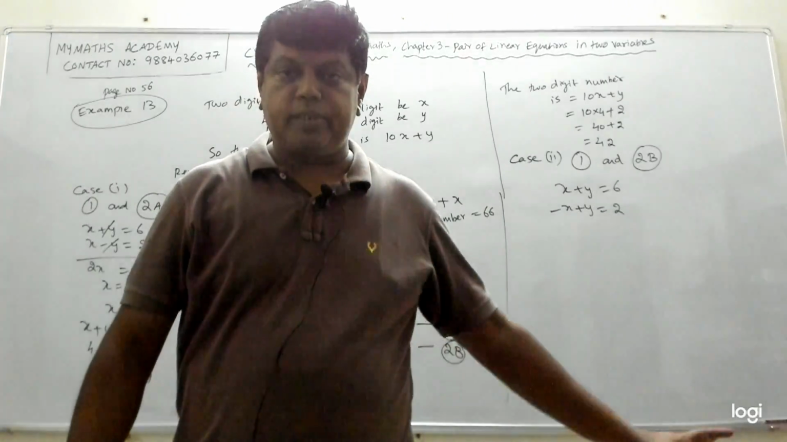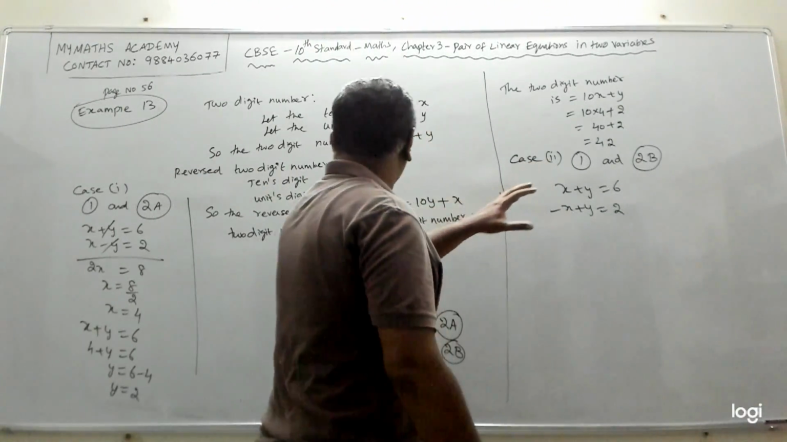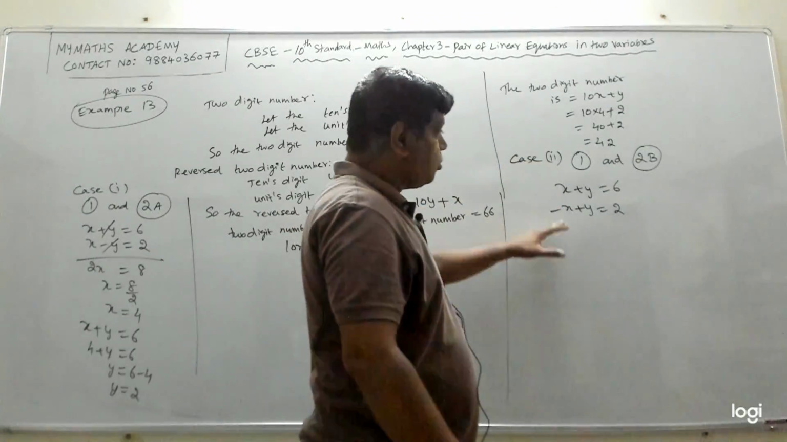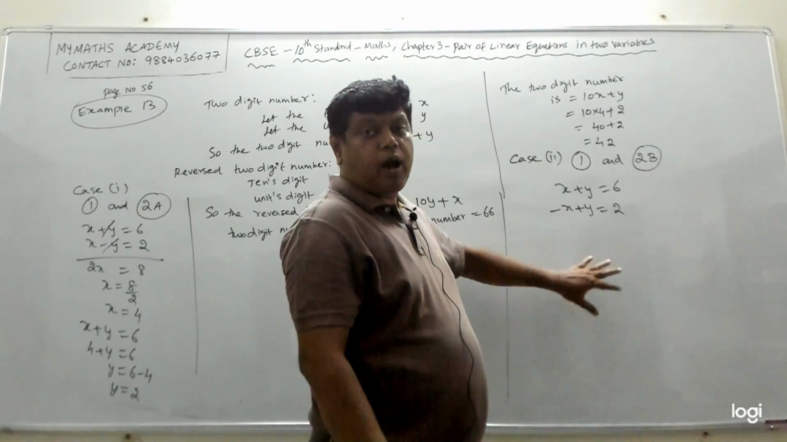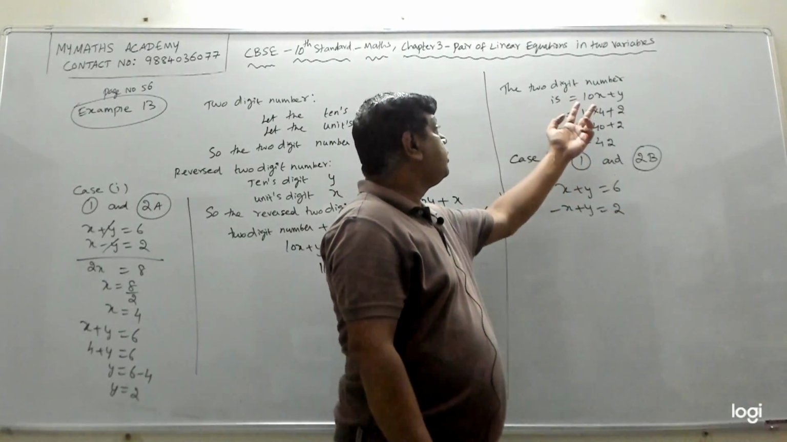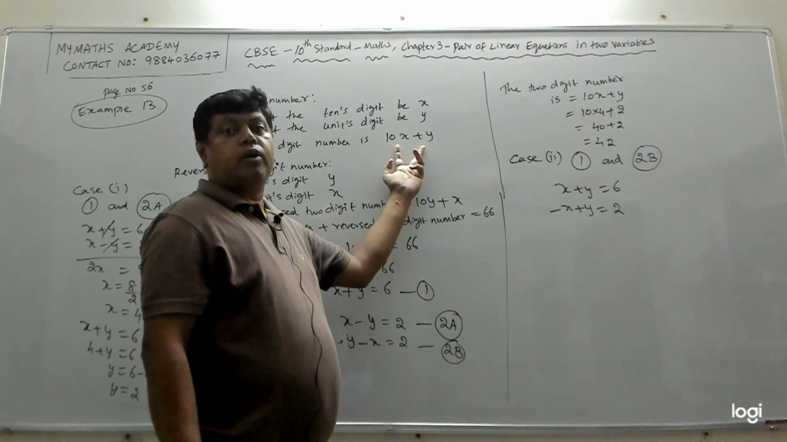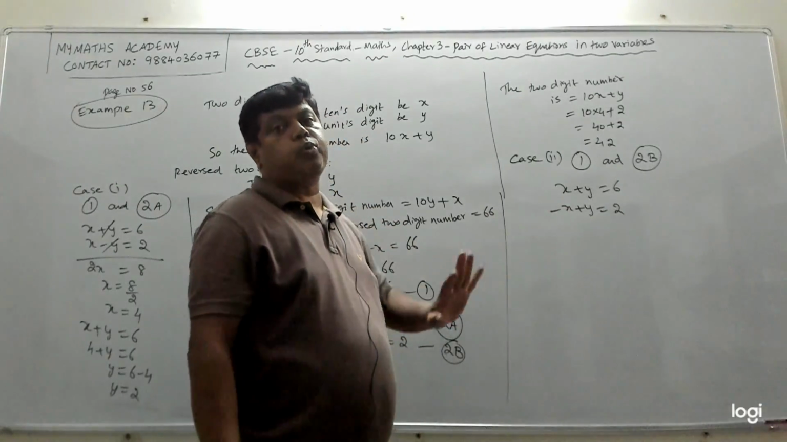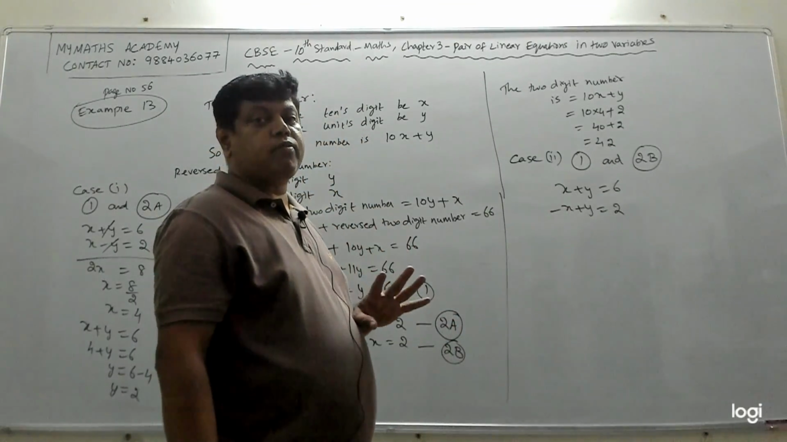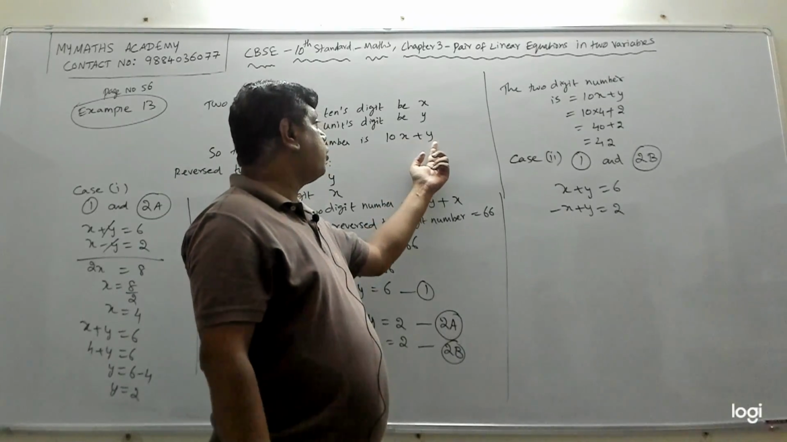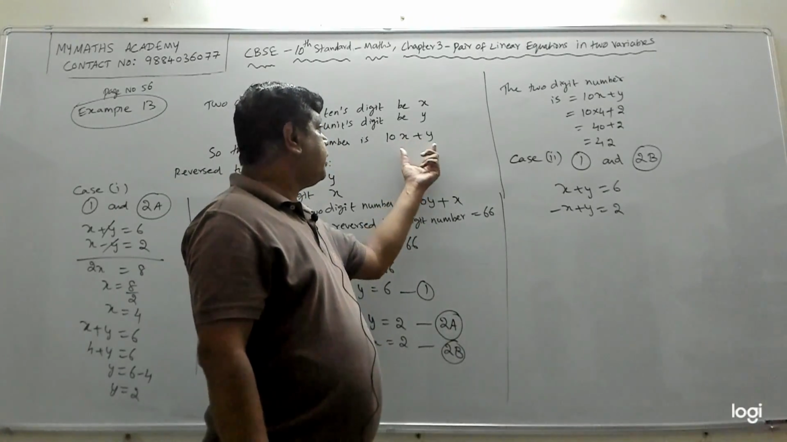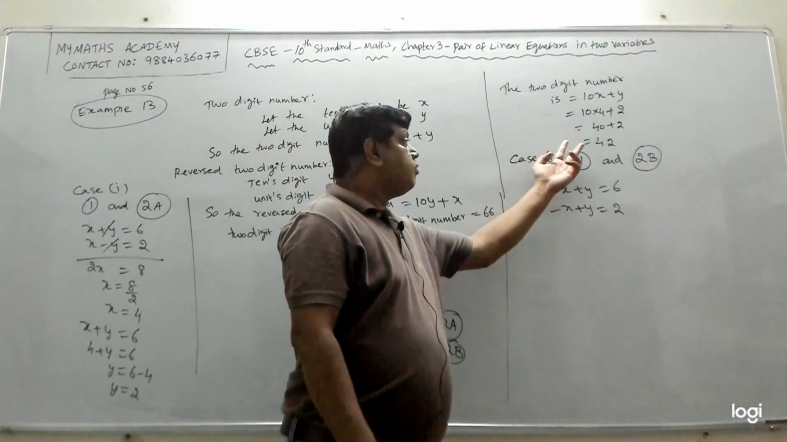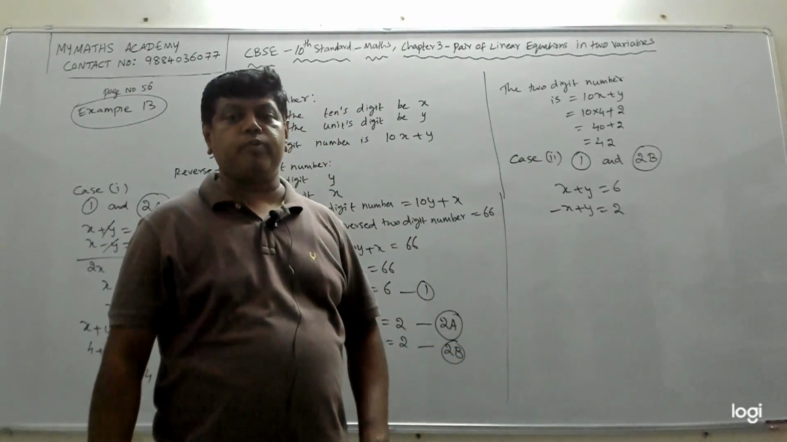You can try this. I will leave it to you to do the same way. However I did case 1, you have to do case 2 and find x and y. After finding x and y, you need to substitute in this expression to find the two digit number. If you solve this, you will get y as 4 and x as 2. You need to substitute x equal to 2 here and y equal to 4 here. So 10 into 2, 20, 24. The number you will get is 24. So either the two digit number is 42 or 24.